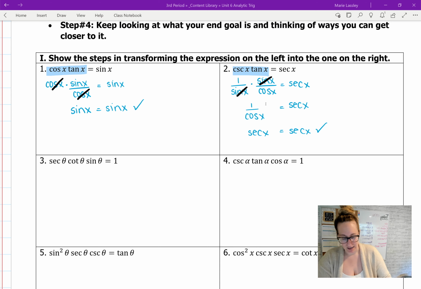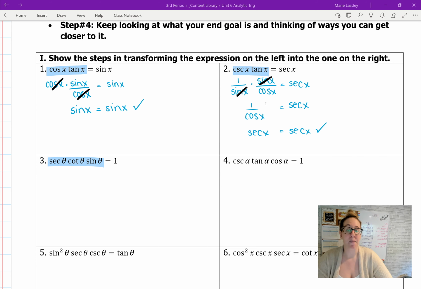All right, number 3. Again, it's just coincidental that all of these tend to have the left side being the more complicated side. It's not always true, but for these ones, it does seem to be true. So the left-hand side is definitely the side that I want to work with, because 1 is going to be pretty hard to work with on the right-hand side. I want to get secant times cotangent times sine to equal 1.